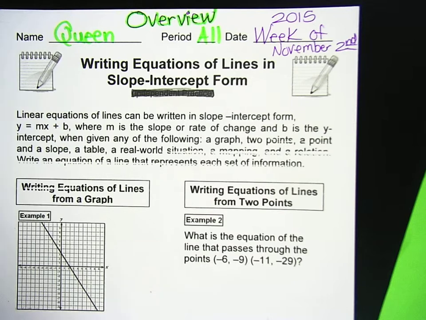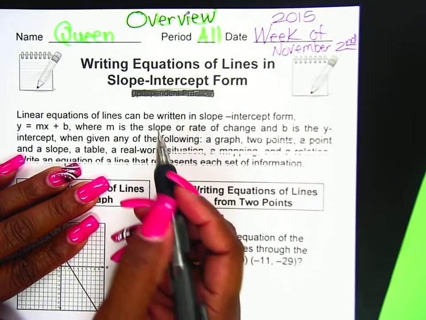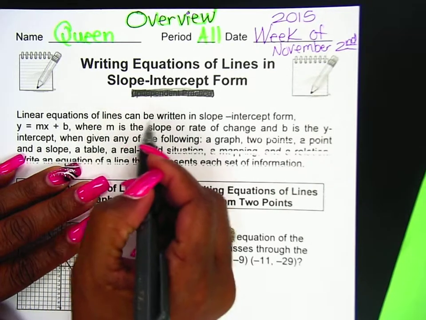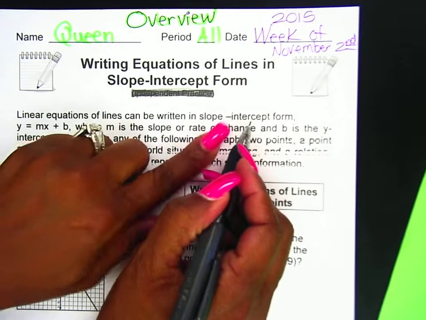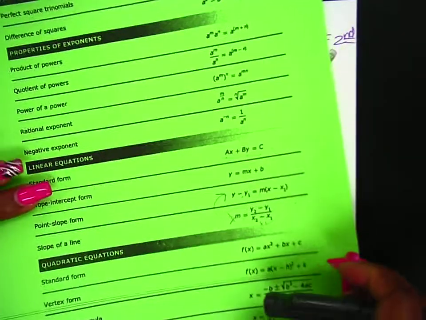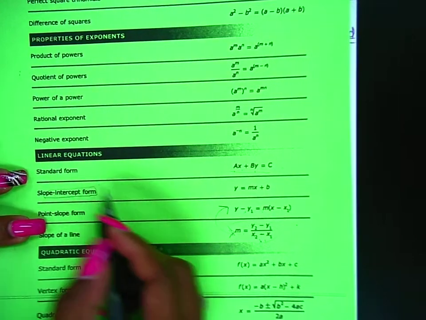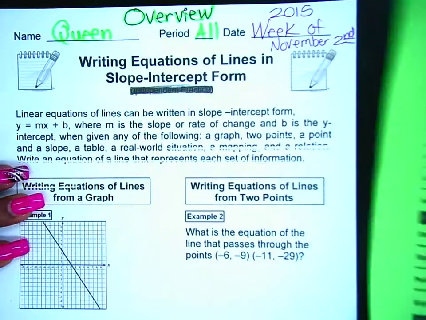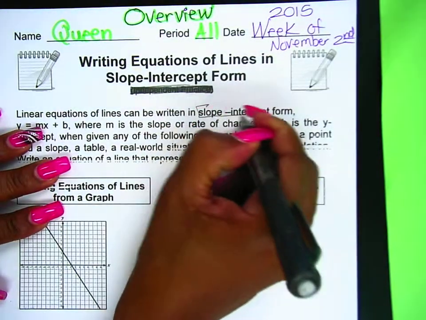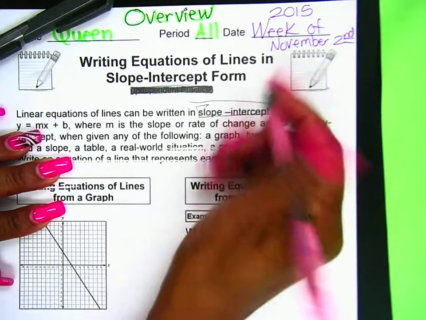So with that being said, let's read the directions. Yours won't have this white out. Linear equation of lines can be written in slope-intercept form. What is slope-intercept form? Let's look at our formula chart. On the formula chart, it says slope-intercept form because we're talking about linear equations, and it says y equals mx plus b. So I'm going to go ahead and write here y equals mx plus b.